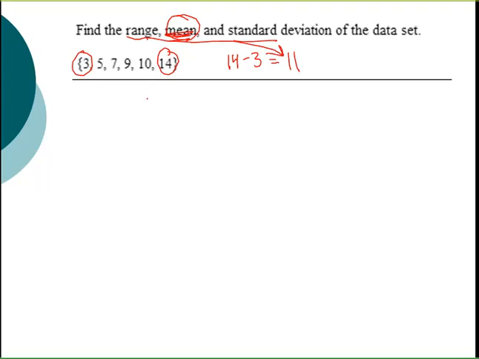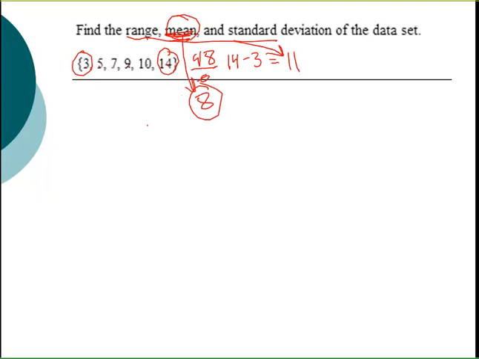To find the mean, I've got to add the numbers up. So I've got 3 plus 5 plus 7 plus 9 plus 10 plus 14. It's going to give us a total of 48. And there are 1, 2, 3, 4, 5, 6 numbers. Divide 48 by 6, and that gives us an average of 8. So 8 is my mean.